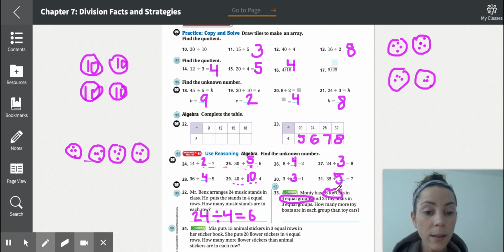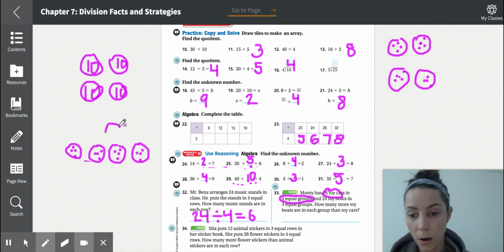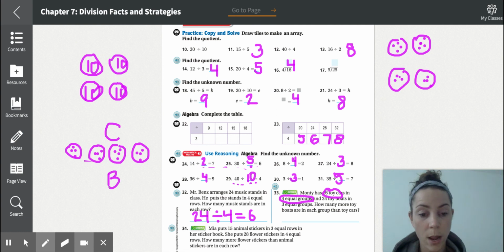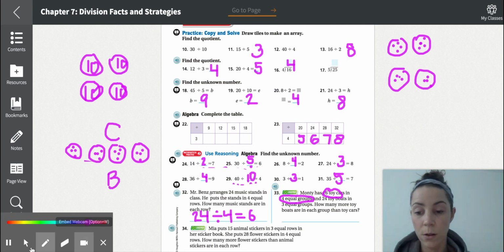So I see that this clue is talking about 16 toy cars. The next clue is talking about toy boats. So I want to show how they're different from each other. This one is the cars, and then over in another spot, I'll have a picture for the boats. Okay, so now I'm ready to do my next set of clues. Maybe I'll do it in a new color.